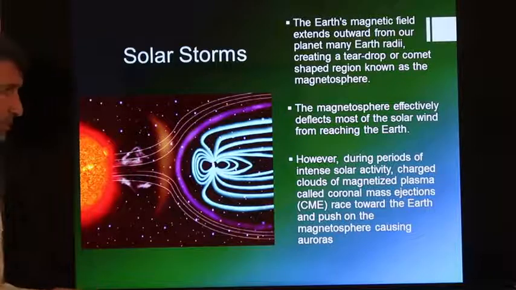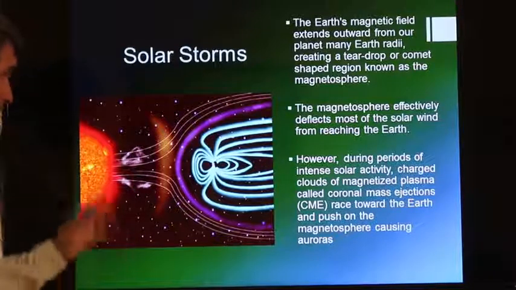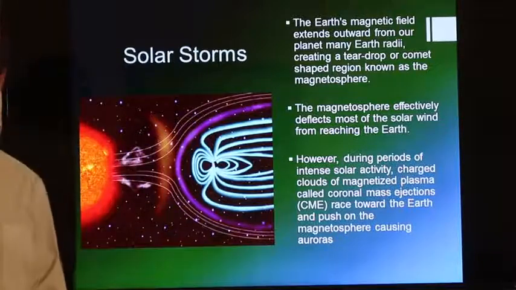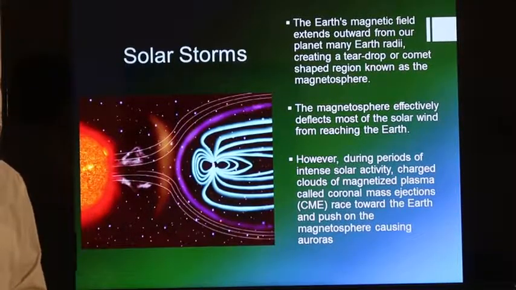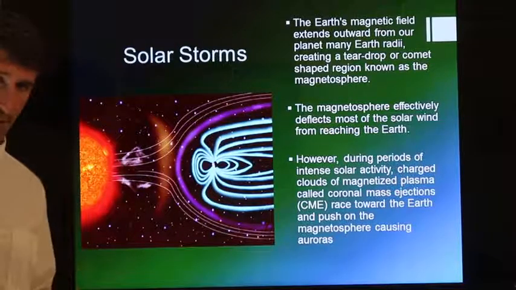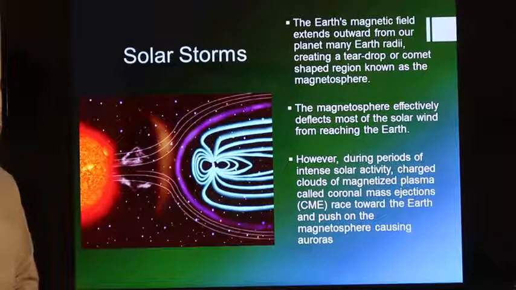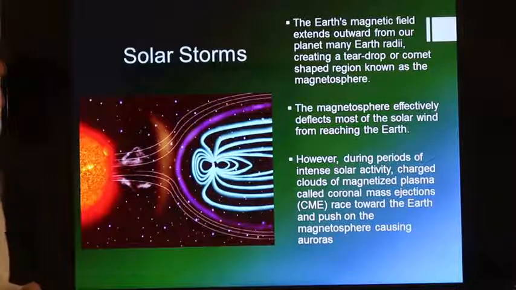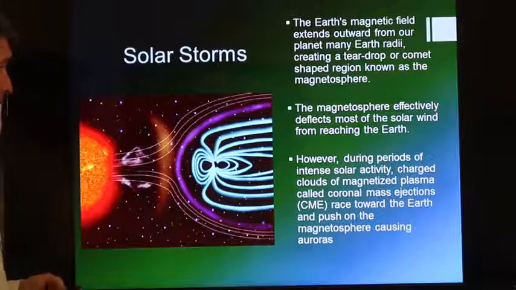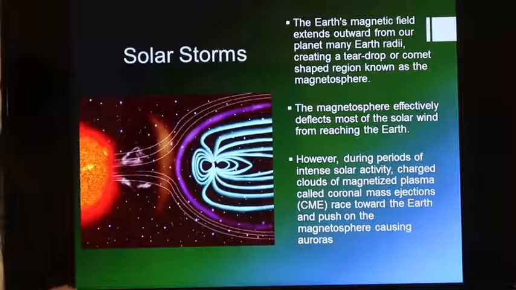Again, we're pretty much protected from most of the radiation from the sun. Most of it's going to be completely deflected by the Earth's magnetic field. Even in the case of a very intense solar storm, all that's going to do is compress the field lines and jar loose some of the charged particles, much less than what's contained in the solar wind, and they'll reach our ionosphere and produce a beautiful aurora.